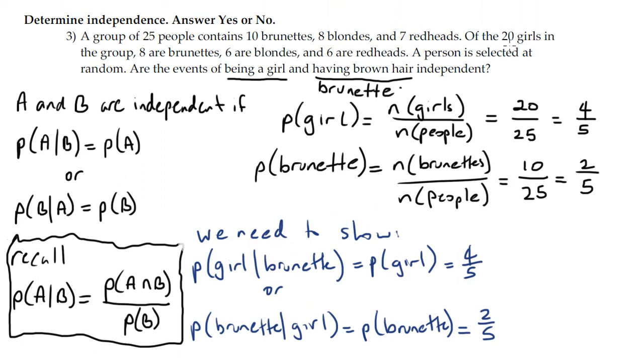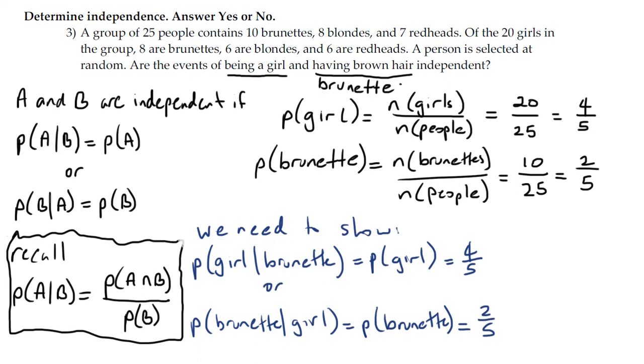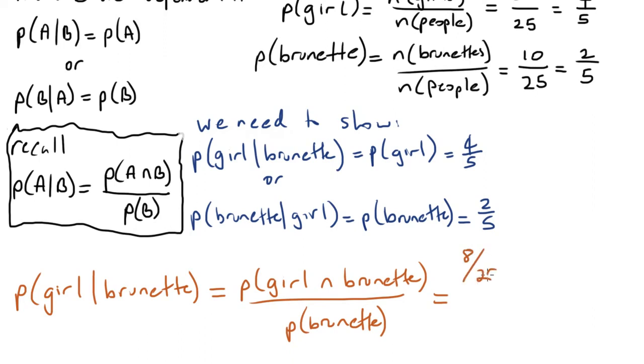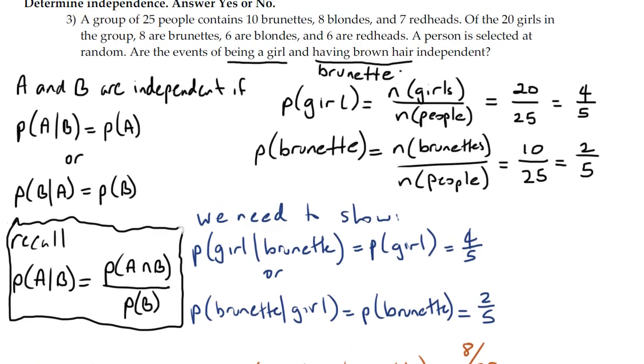So here it says of the 20 girls, 8 are brunettes. So there's 10 brunettes in total. 2 of them are men, and 8 of them are women. If there's 10 brunettes total, and 8 of them are brunettes who are also women, the other 2 are brunettes who are also men. I hope that makes sense. So the probability that you chose a girl who's a brunette is 8 out of the 25 people. 8 girls who are brunettes out of the 25 people.